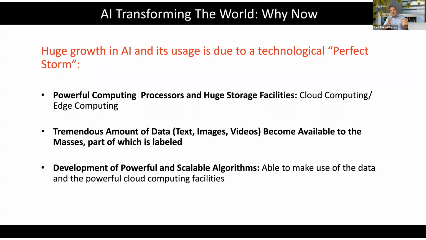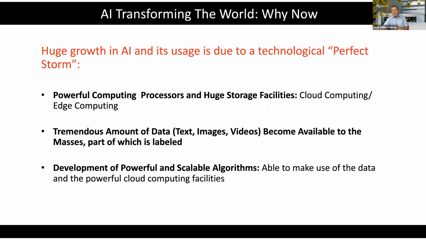So the huge growth in AI and its usage is due to a technological perfect storm that has occurred only in the past 10 years. The first one is the powerful computing processors and the huge storage facilities. The second one is the tremendous amount of data that has become available to the masses. It used to be only available to large companies or wealthy enterprises, but now it's available everywhere. So even a startup company without a lot of funding is able to utilize a large amount of data to do predictive analytics or to utilize tools of AI and machine learning.